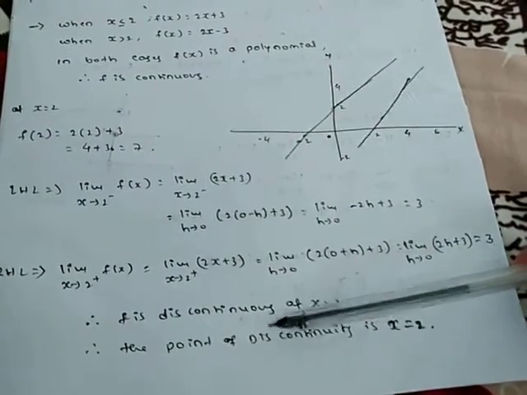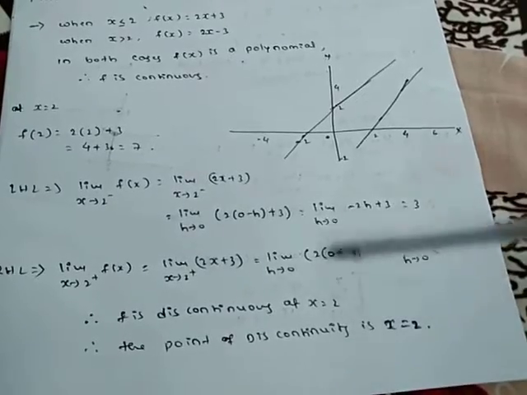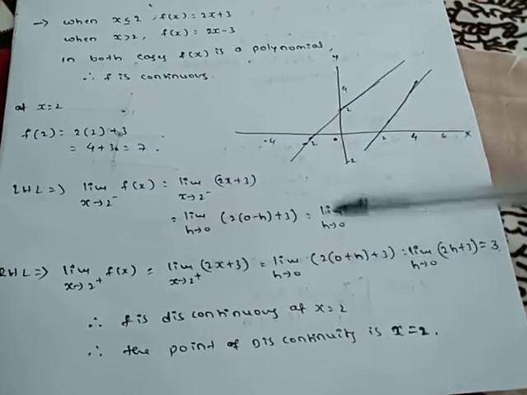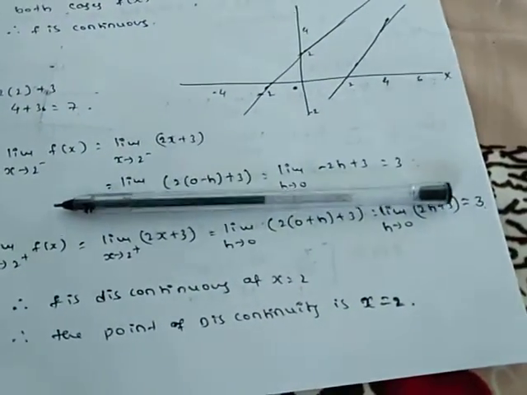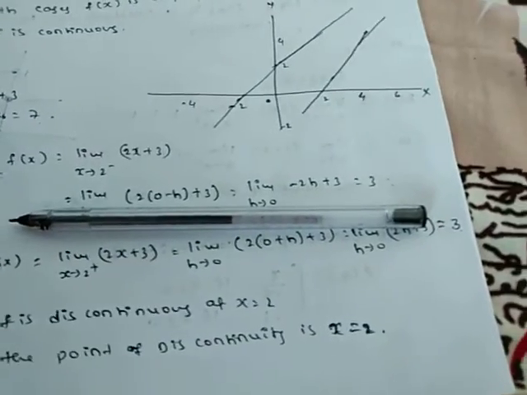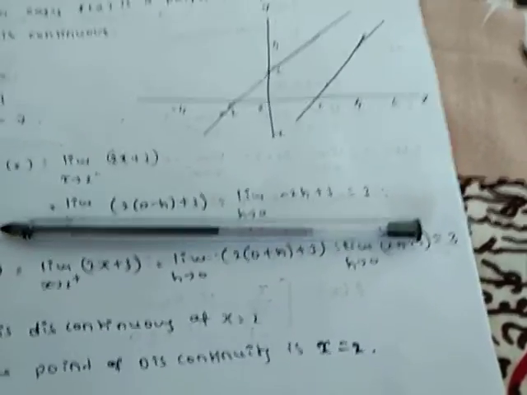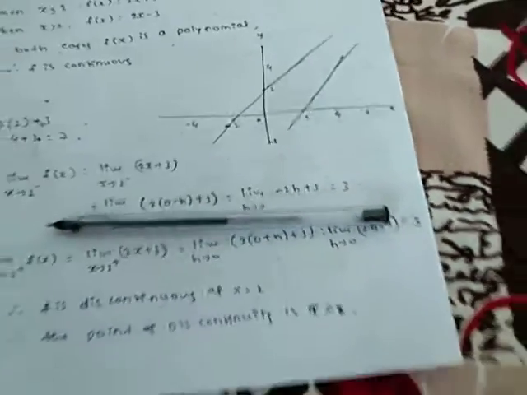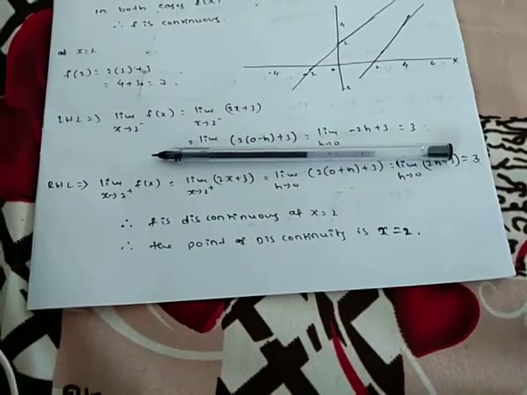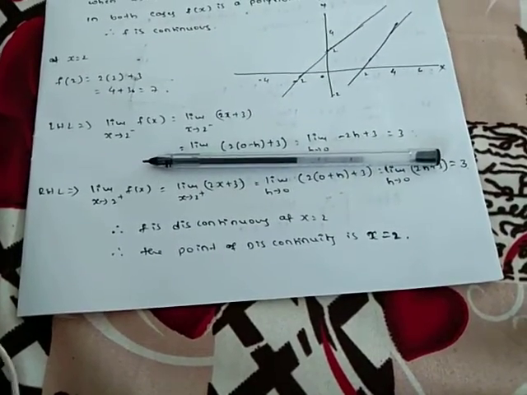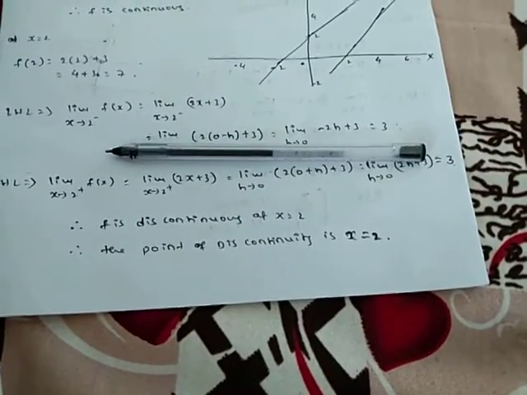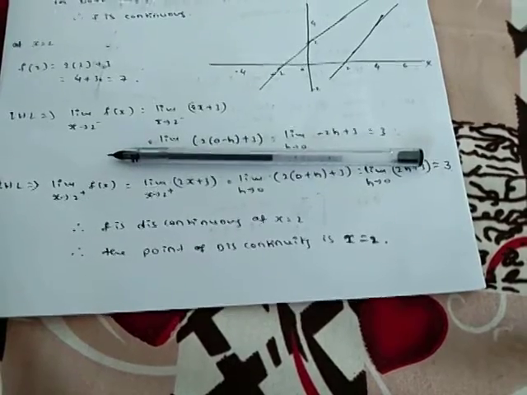So f is discontinuous at x is equal to 2. How can we say that? Because f of 2 is equal to 7, LHL is equal to 3, RHL is equal to 3. If the function is continuous, it must satisfy the condition that f of c is equal to LHL is equal to RHL. But here LHL is equal to RHL, but f of c is not equal to LHL as well as RHL. So we can say that the given function is discontinuous at x is equal to 2. Pause the video to note it down.